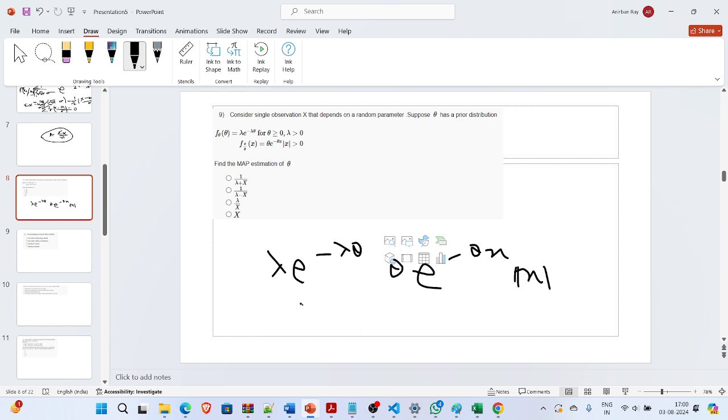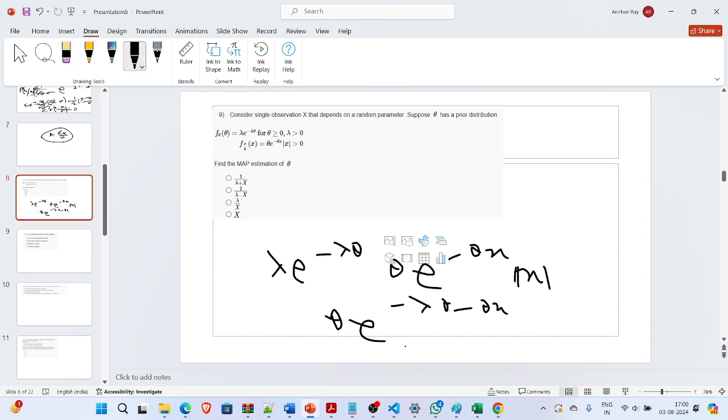So next, we have to find the theta. Estimate theta, e to the power minus lambda theta plus minus theta x. Actually mod x is quite irrelevant in this case because we're differentiating with respect to theta, right? So mod x and lambda are constants, so it is as good as not writing them down.